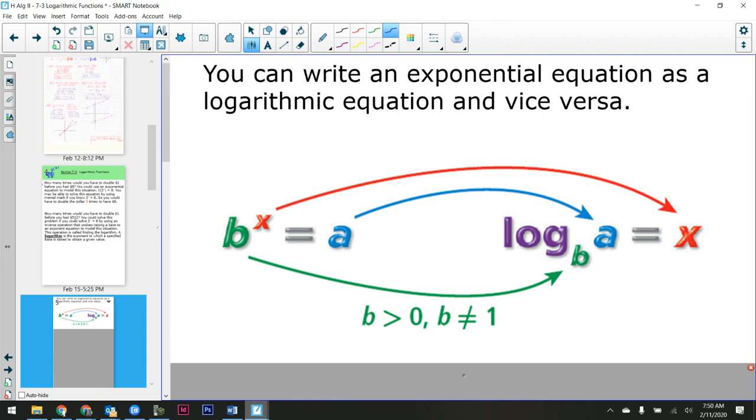Now, this is assuming our base is greater than 0, and also not 1, right? We talked about that when we introduced exponential functions. As long as the base is non-zero and positive, and not 1.